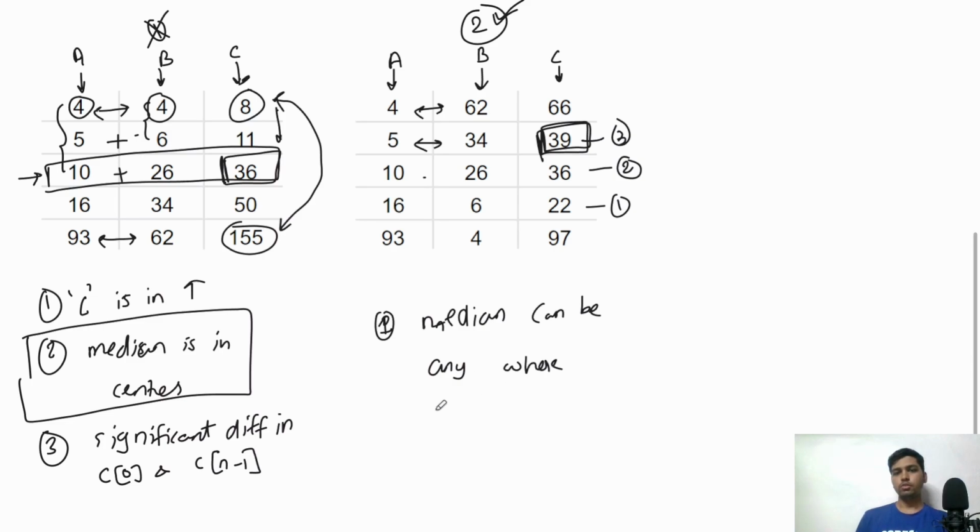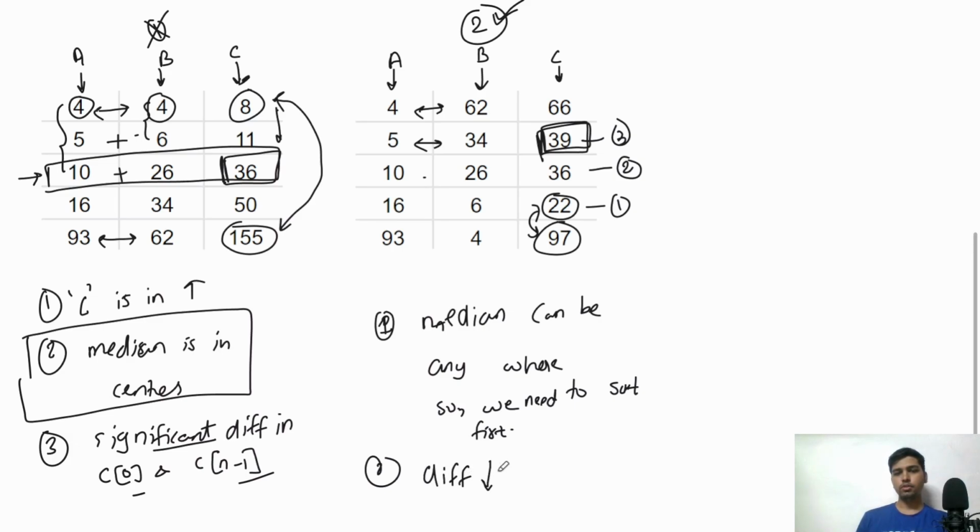Okay, anywhere. So we need to sort first. So this is the observation, and here another observation is the difference between the smallest and the largest number is significantly reduced. So this third point here: there was a significant difference between smallest and the largest, but here the difference is reduced.